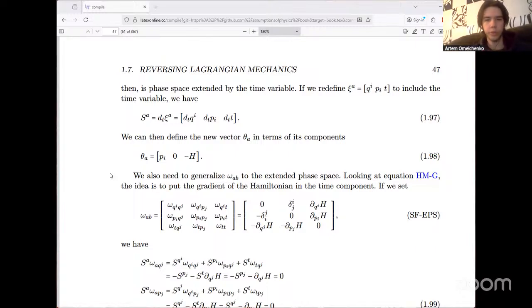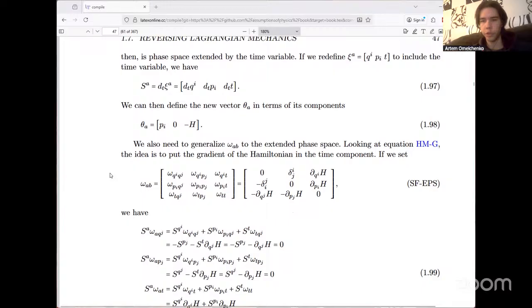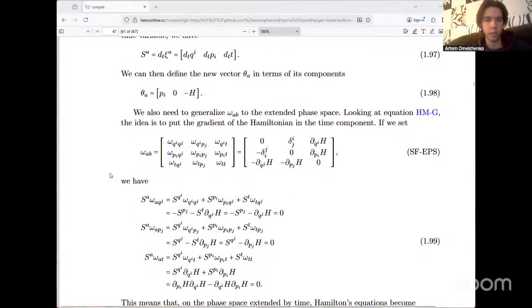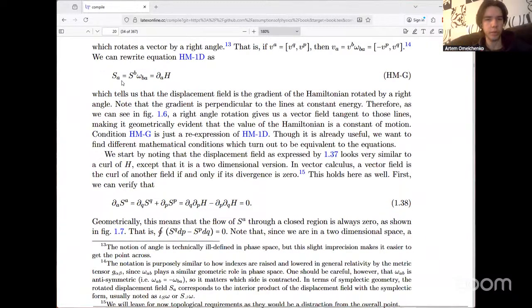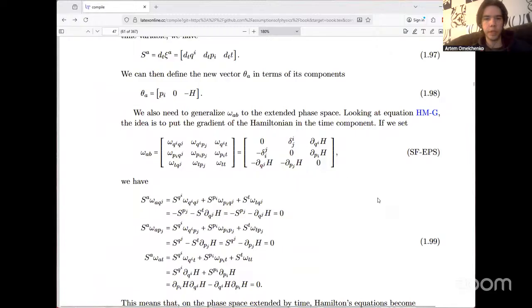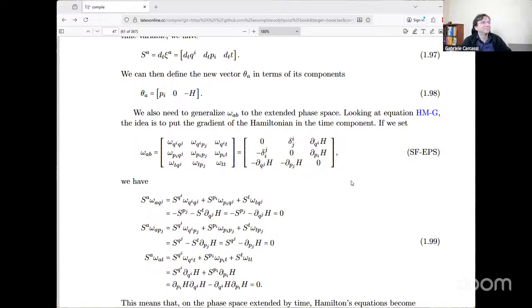We also need to generalize the symplectic form to the extended phase space. Looking at the equation, that was Hamilton's equation. Okay, so the idea is to put the gradient of the Hamiltonian in the time component. Exactly.